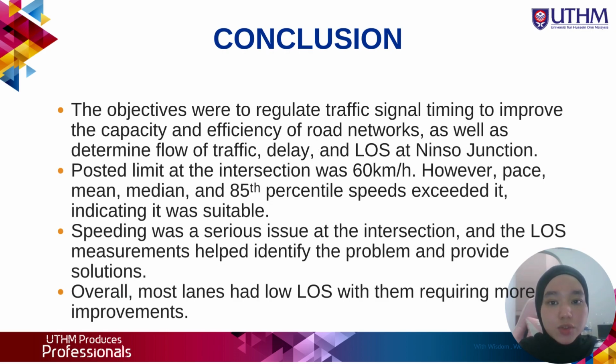Finally, the conclusion. The objectives were to regulate traffic signal time to improve the capacity and efficiency of road networks, as well as determine the flow of traffic, delay, and LOS at Nisu Junction. The posted limit at the intersection was 60 km per hour. However, pace, mean, median, and 85th percentile speed exceeded it, indicating it was suitable.